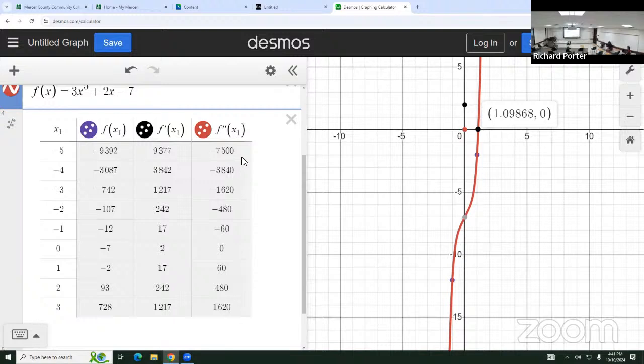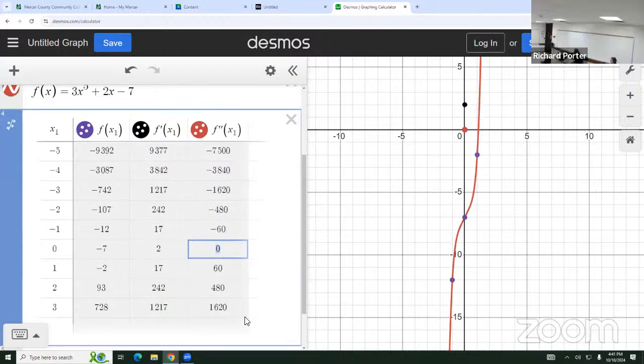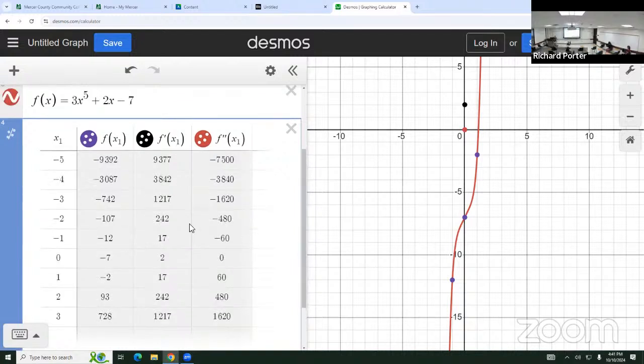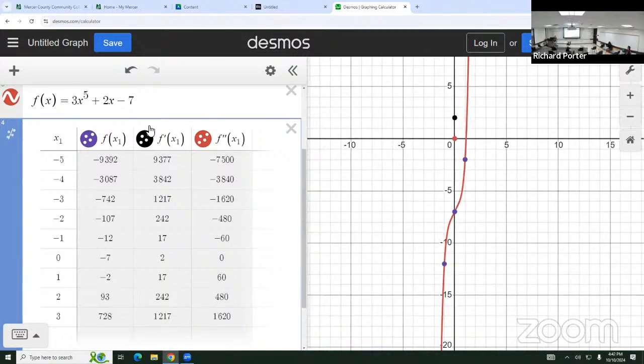Oh, it's blatant where it is, because here it's negative and here it's positive. But look, it even tells you it's 0 right there. So that's where the inflection point is. Okay, so that's what I'm saying. We can use these tables of numbers if we have to, but I'm not a huge fan of this.